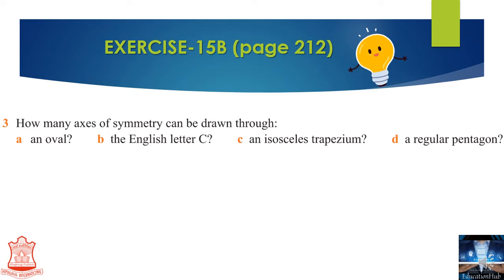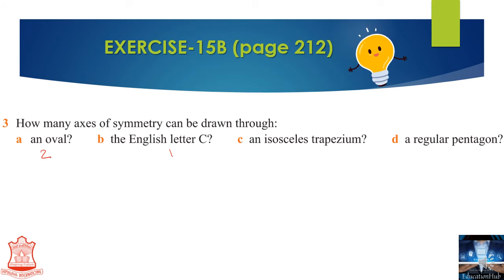Let's discuss your exercise 15b that is given on your page number 212. Question number 3 is how many axes of symmetry can be drawn through an oval? Oval में से हम कितनी axes of symmetry draw कर सकते हैं? 2, right? The English letter C. C में से we can draw one axis of symmetry. So we are going to write 1.